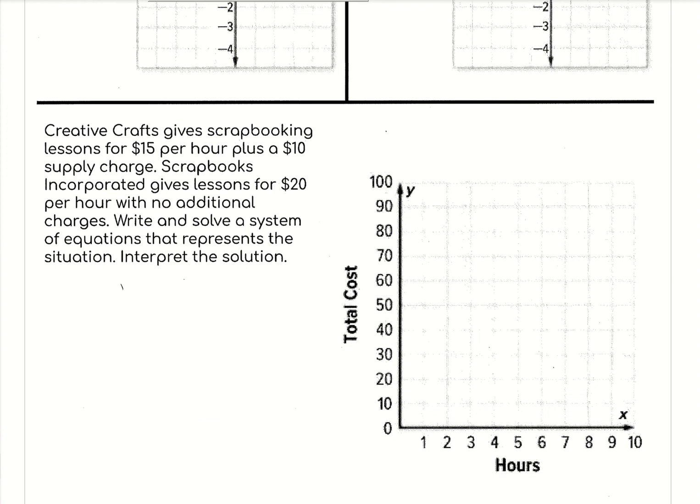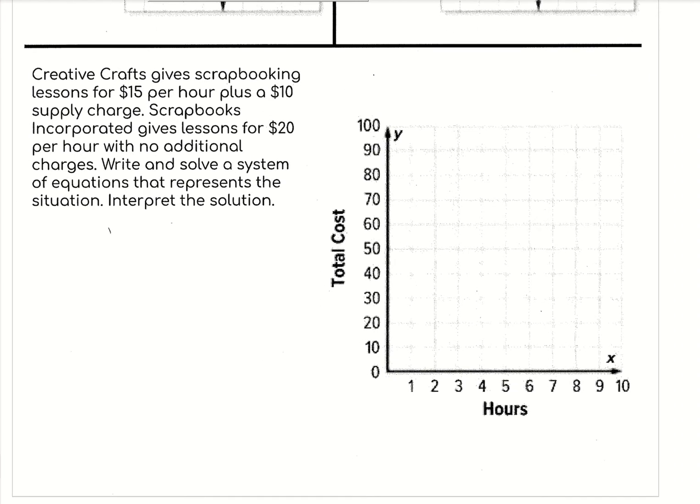All right, so one last thing we're going to do here is we're going to look at a word problem. Okay, it says Creative Crafts gives scrapbooking lessons for $15 per hour plus a $10 supply charge. Scrapbooks Incorporated gives lessons for $20 per hour with no additional charges. Write and solve a system of equations that represent the situation. Interpret the solution. Okay, so we need to come up with 2 equations first.